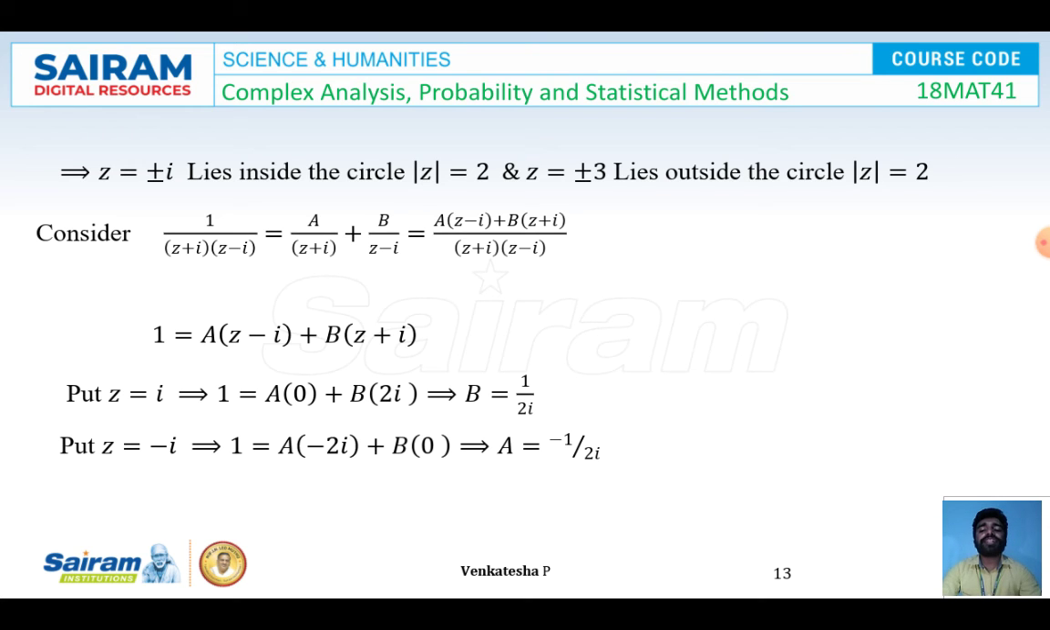Similarly, I am taking z is equal to minus i. I got the equation 1 is equal to a into minus 2i plus b into 0. I got a is equal to minus 1 by 2i. So now I'll be replacing this a and b value in this equation.